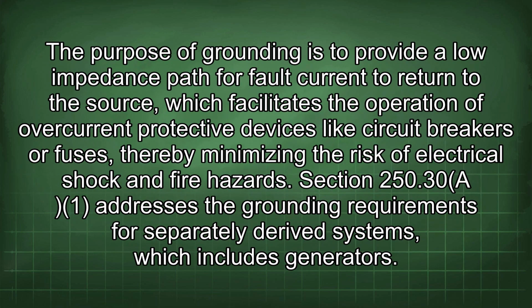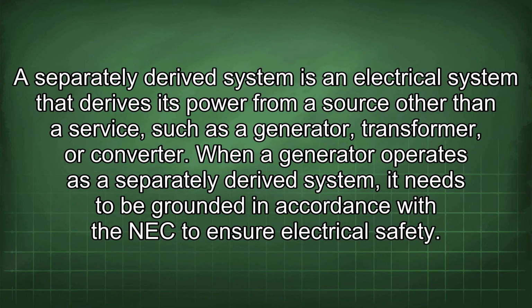The purpose of grounding is to provide a low impedance path for fault current to return to the source, which facilitates the operation of overcurrent protective devices like circuit breakers or fuses, thereby minimizing the risk of electrical shock and fire hazards. Section 250.30 addresses the grounding requirements for separately derived systems, which includes generators. A separately derived system is an electrical system that derives its power from a source other than the service, such as a generator, transformer, or converter.